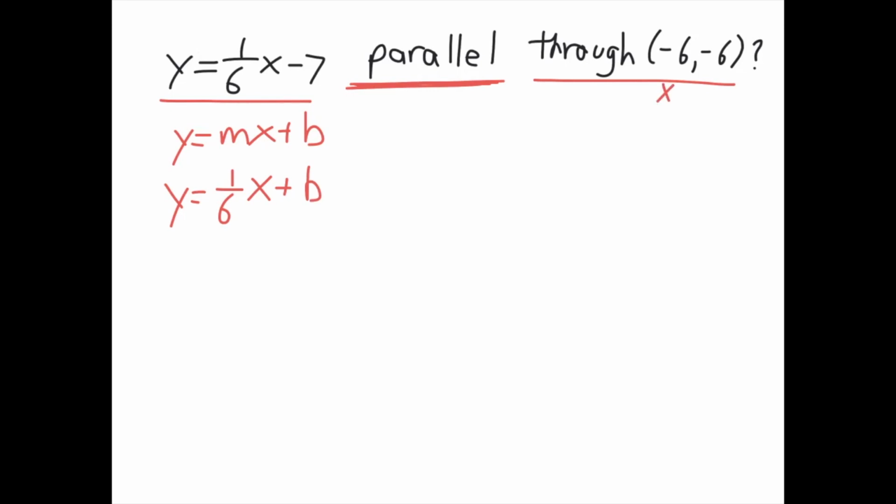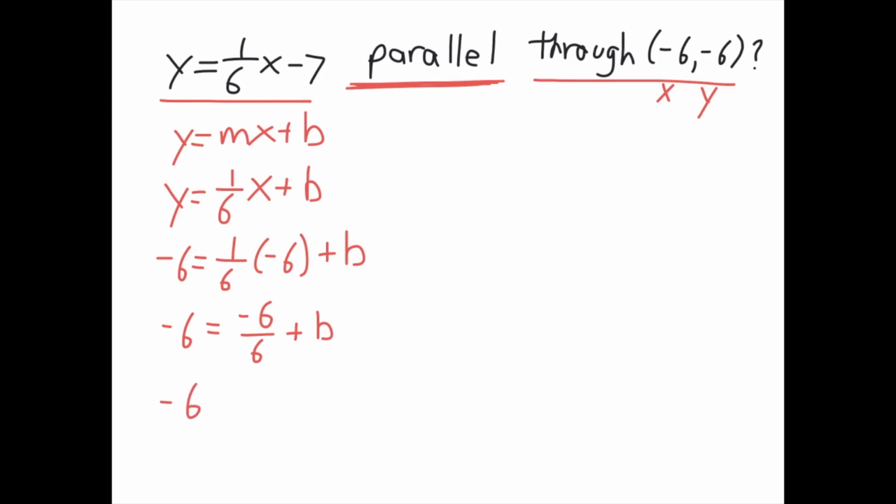And then we can label over here x and y are negative 6 and negative 6. So we will put those in, the y value first, and then the x value second. And now we just have a simple algebra equation to solve. We have negative 6 equals negative 6/6 plus b. Well, of course, negative 6/6 is negative 1. So we'll just add 1 to both sides, and we get negative 5 is our value for b. So our solution, our actual answer in the form of an equation of a line, is y equals 1/6 x minus 5.